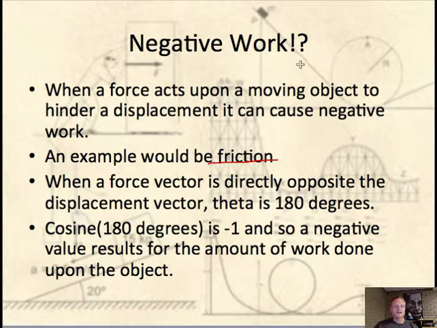And so if you calculate the work done by friction, typically it's going to be a force that is in the direct opposite direction of the displacement vector. Okay, so again, maybe a picture would be worth 1,000 words here.